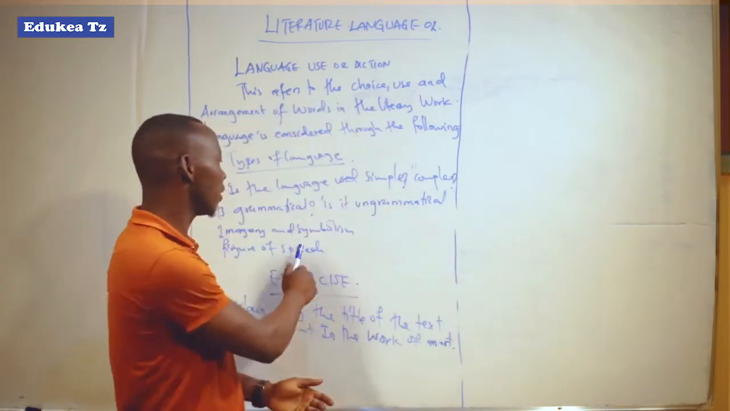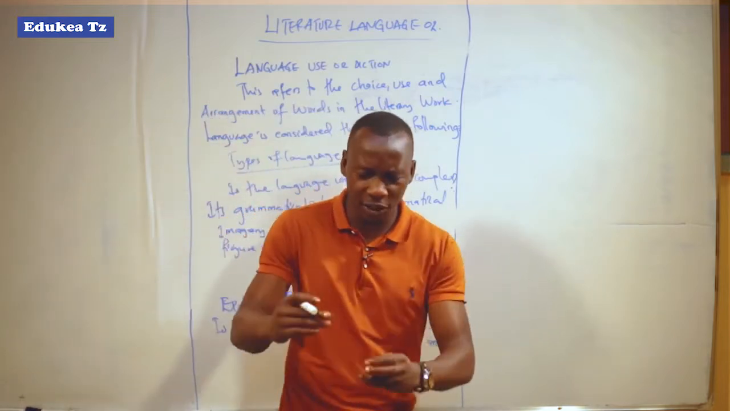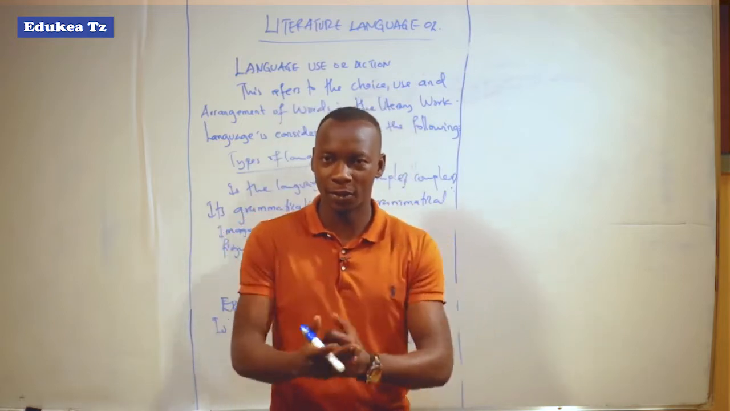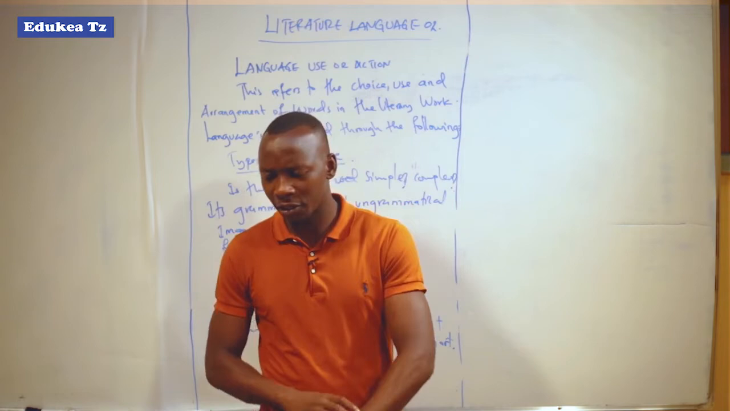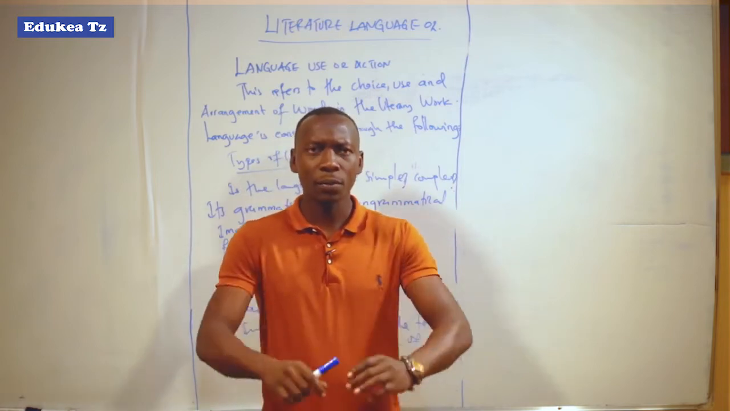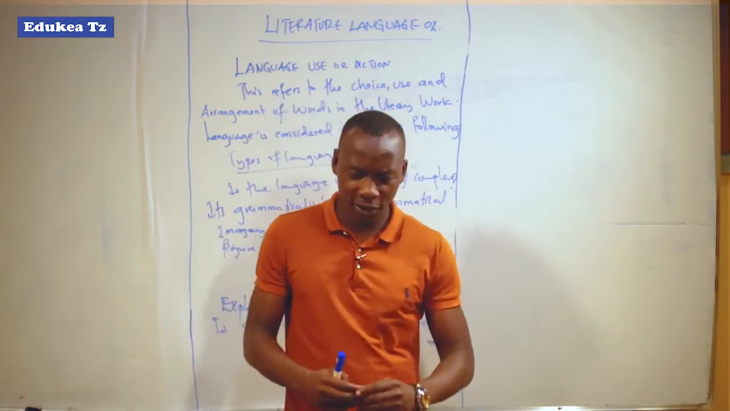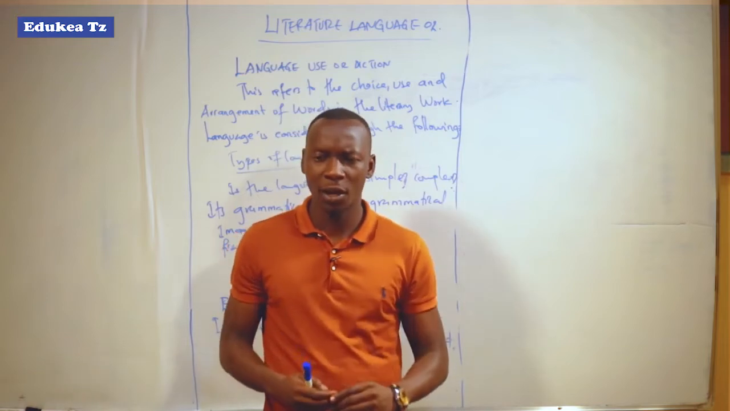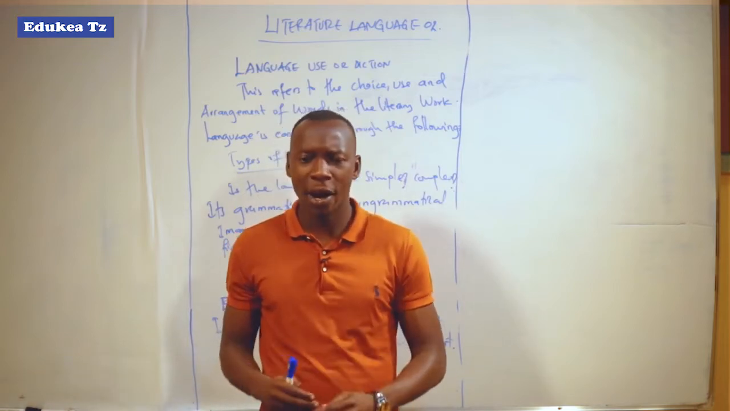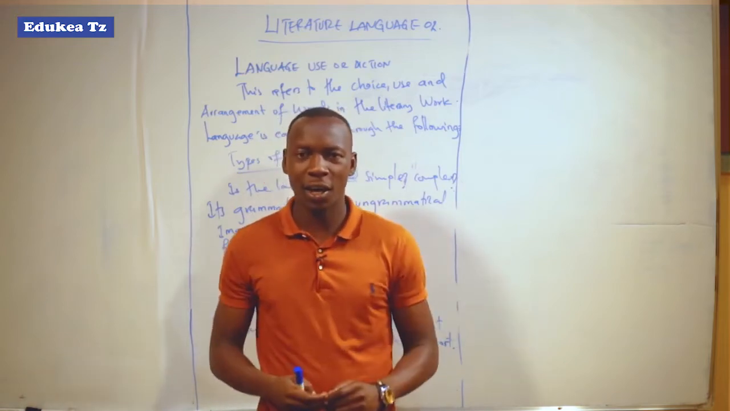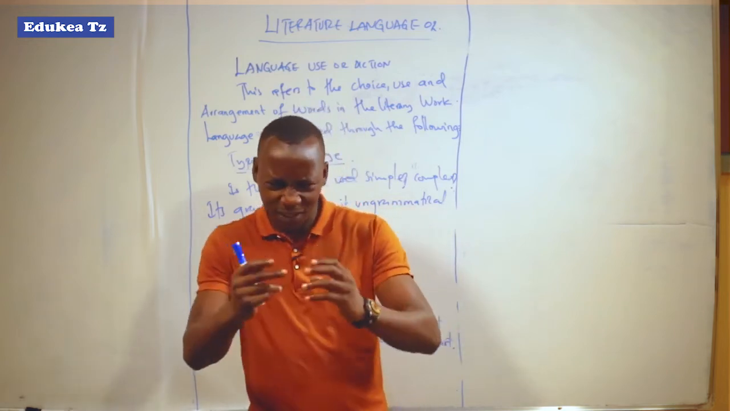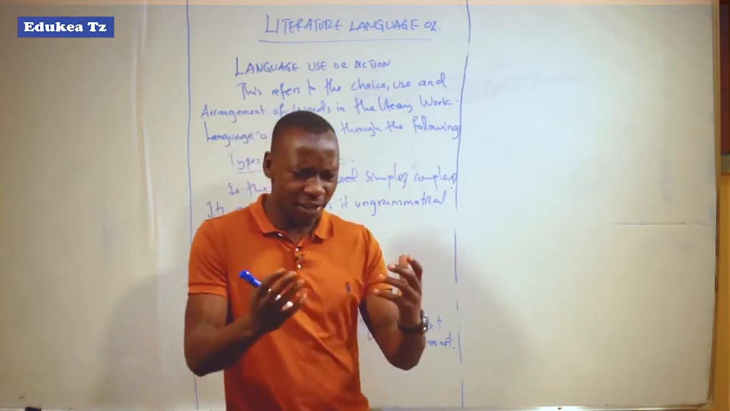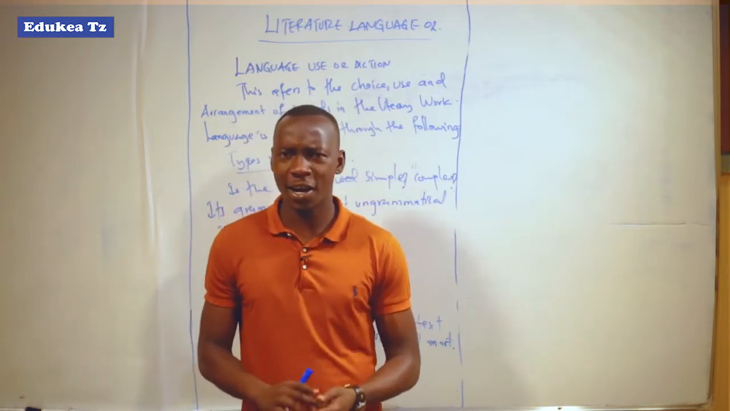Also here you find there is symbolism. Symbolism is the use of signs in the literary text. For example, in that novel, The Beautiful Ones Are Not Yet Born, there is the bus conductor, there is a passenger, there is a bus. The bus symbolizes the country, Ghana.